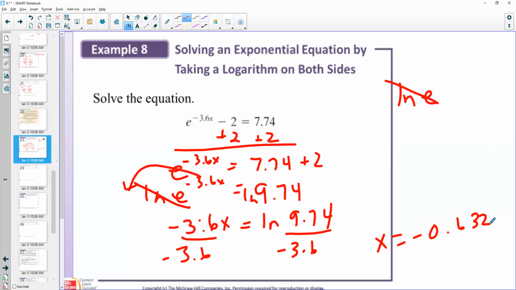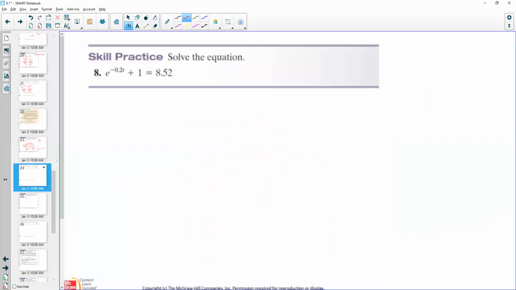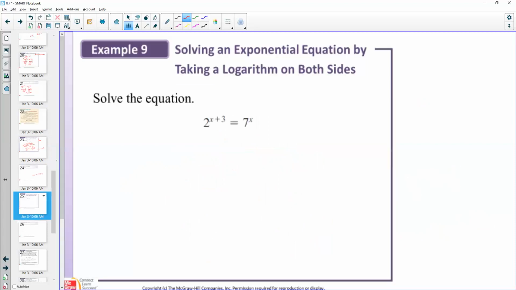Okay, got to try these. You have to practice this. So this one works the same way. Try it. It should get you somewhere in the neighborhood of negative 10.0878.